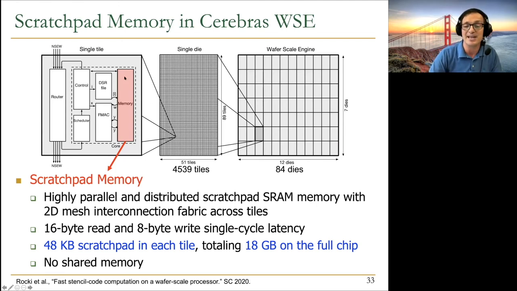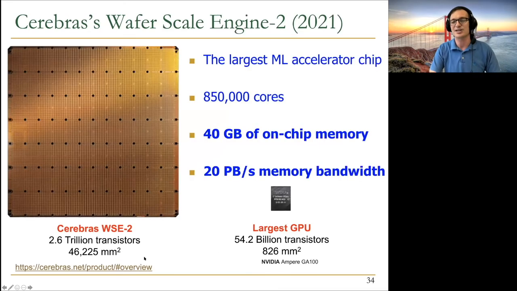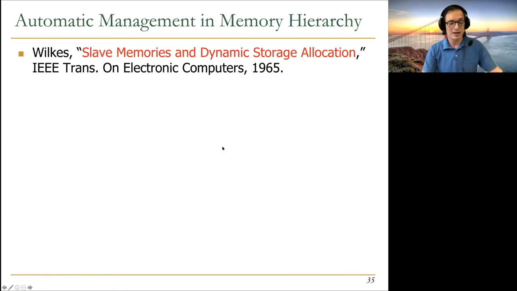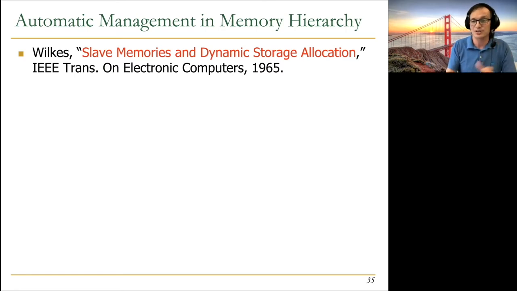And that scratchpad memory is managed by the programmer or the compiler, essentially. It's 48 kilobytes, as you can see. So you basically program this entire accelerator tile by tile and then communicate between tiles. But each tile has a scratchpad memory that's manually managed, which is interesting. The total amount of manually managed scratchpad memory is 18 gigabytes on the full chip. And there's no shared memory according to Cerebras. You can see that this number became much larger in the recent generation, to 40 gigabytes. Okay, so that's the distinction between automatic versus manual management. And there are clear trade-offs associated with it.